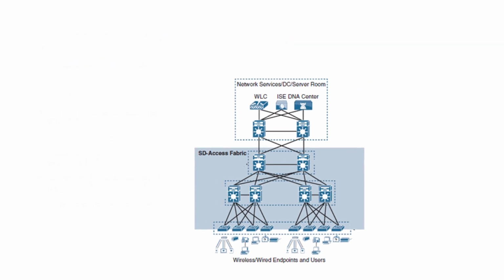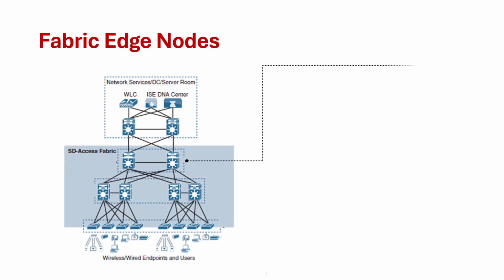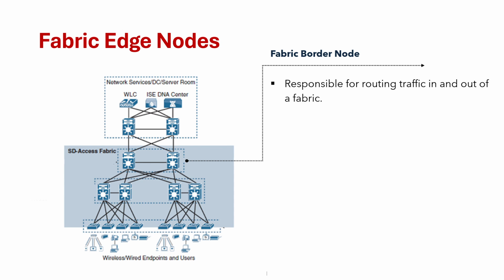The next node we have is the fabric border node. The fabric border node in a Cisco SD access network is responsible for routing traffic in and out of the fabric, like traffic towards the internet, data center, or another fabric. These nodes function as LISP PXTRs, proxy tunnel routers, meaning they can handle traffic leaving and entering the fabric efficiently.